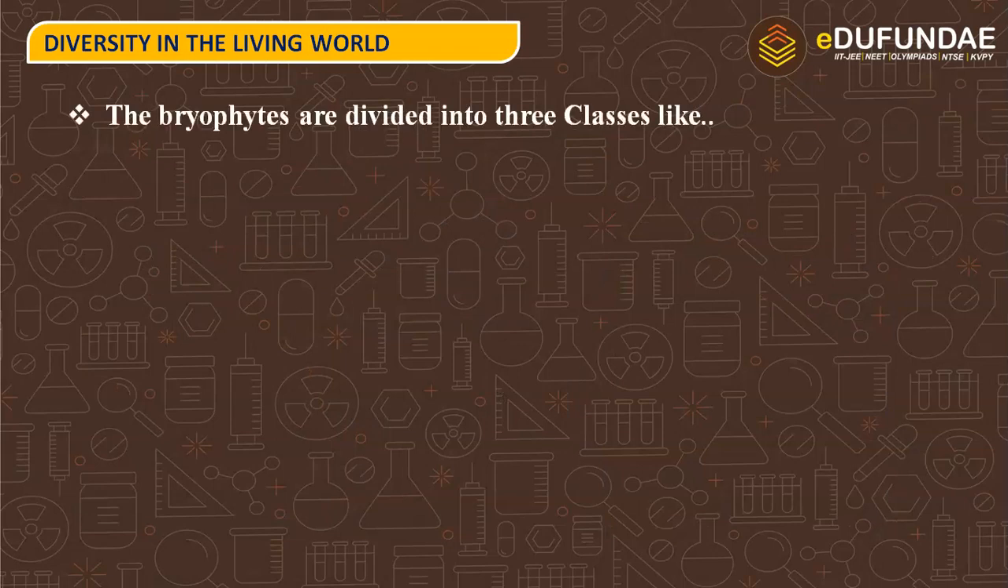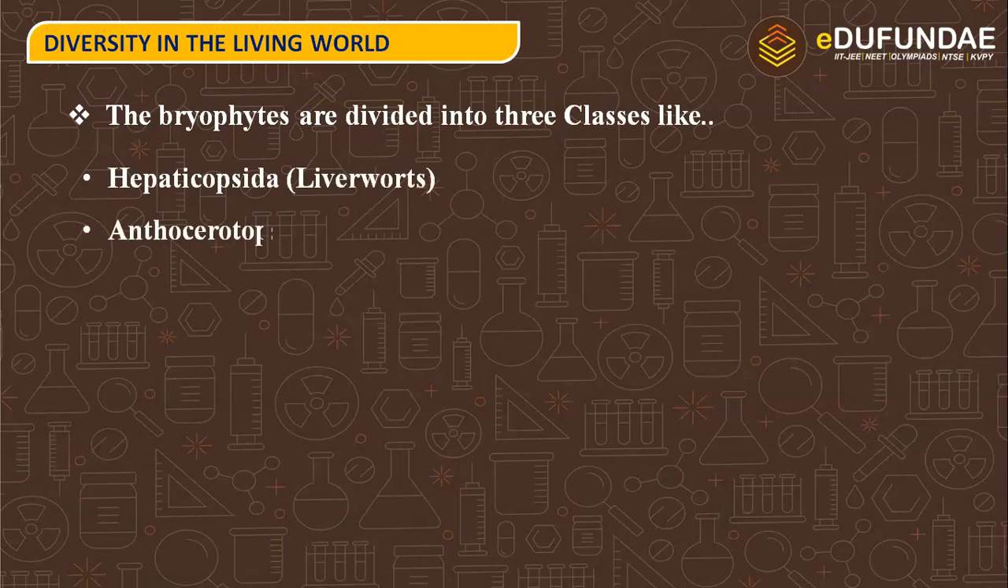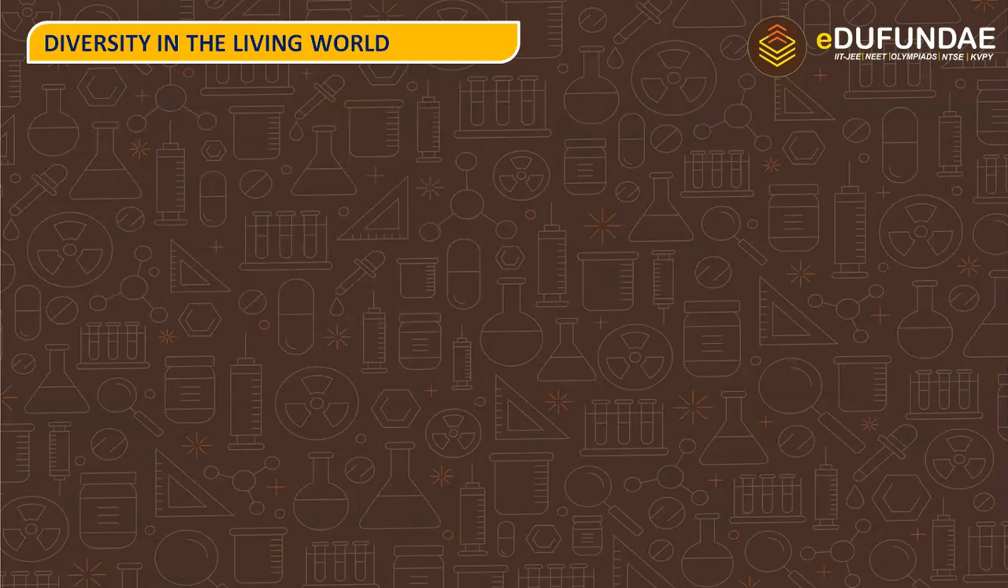The bryophytes are divided into three classes, and these classes are Hepaticopsida, that means the liverworts. Next we have the Anthoceratopsida, that is the hornworts. And the third class is Bryopsida, that is mosses. So first of all we will discuss the liverworts.